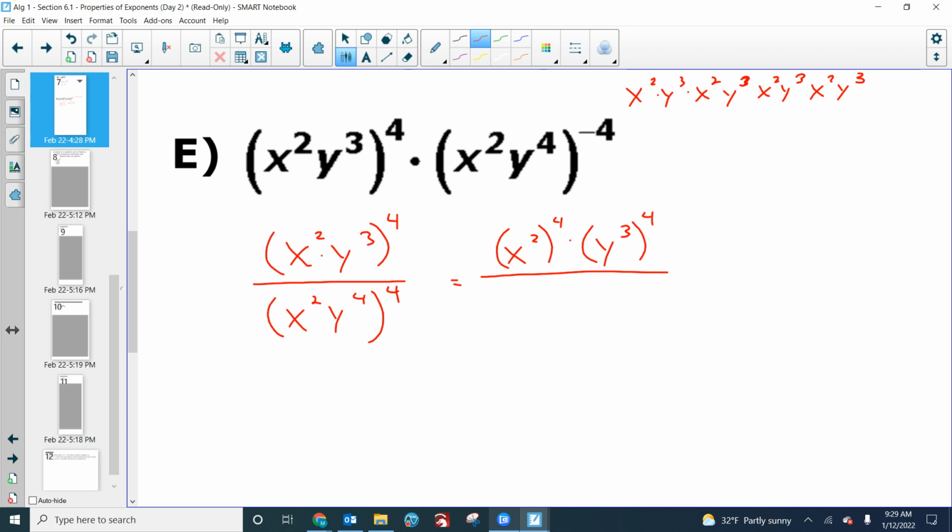Back to the story. What's x squared to the 4th power? X to the 8th. It's x squared times x squared times x squared times x squared. X times x times x times x, 8 times, x to the 8th. What's y to the 3rd to the 4th power? Y to the 3rd times y to the 3rd times y to the 3rd times y to the 3rd. That's y to the 12.